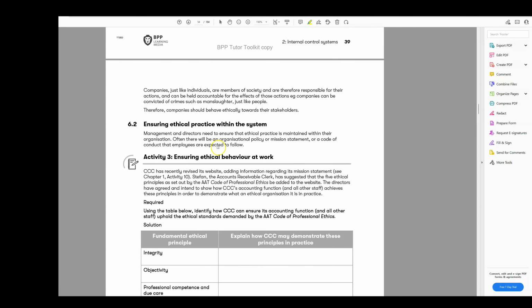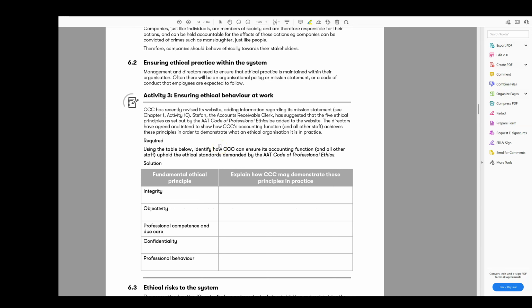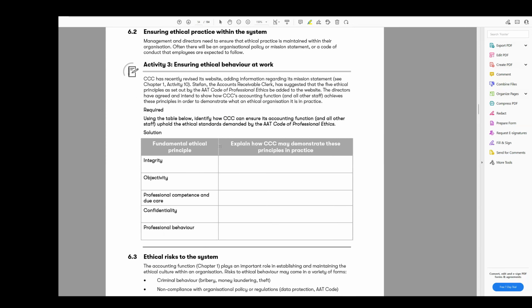All right, so let's have a look. We have one question here, activity 3. This activity 3 says ensuring ethical behavior at work. CCC has recently revised its website, adding information regarding its mission statement. So we need to look at chapter 1, activity 10.